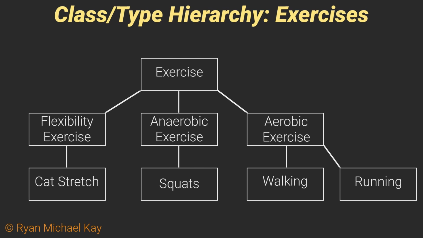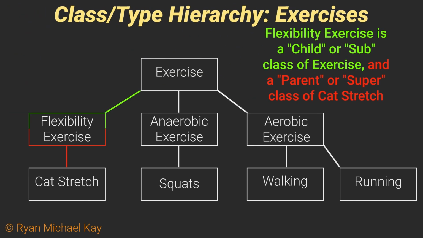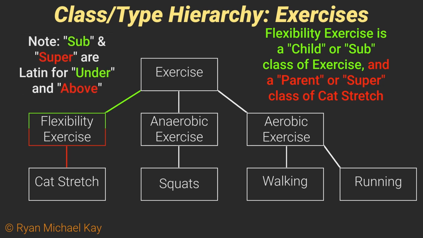Here we have a basic classification of different exercises. At the top of our class hierarchy is what we call the base or root class, and it can be thought of as the point of commonality among all of these classes. Below, we have what we call child classes or subclasses of exercise. Both terms are commonly used. Notice how when I described them, I explicitly said that they were child classes of exercise. That is because, relative to the classes below them, we would call them parent classes or superclasses. In case you are wondering what sub and super mean, they are Latin prepositions for under and above.